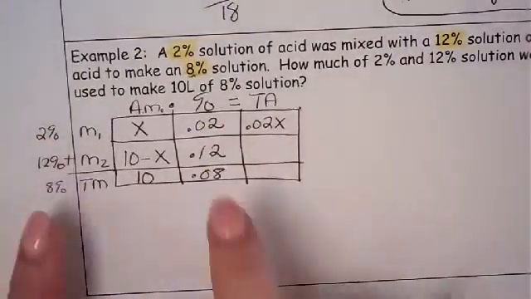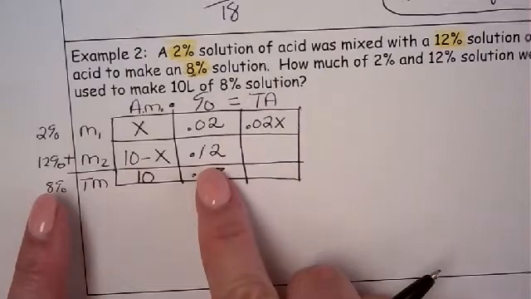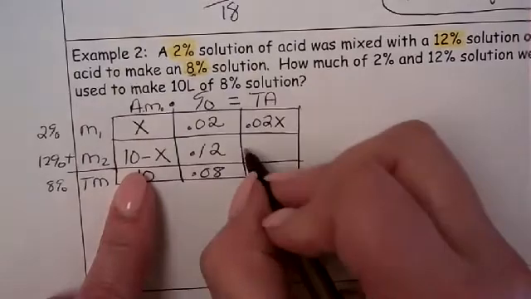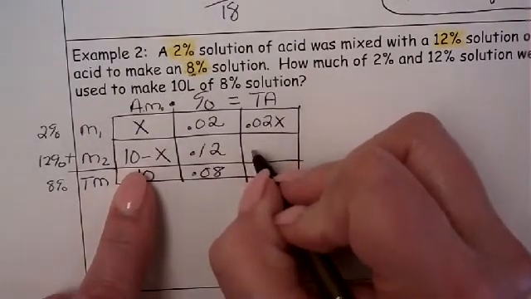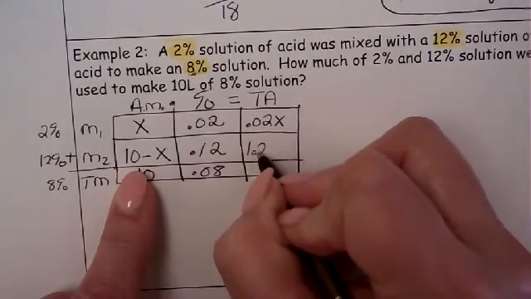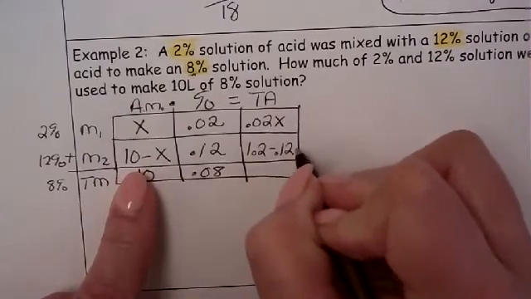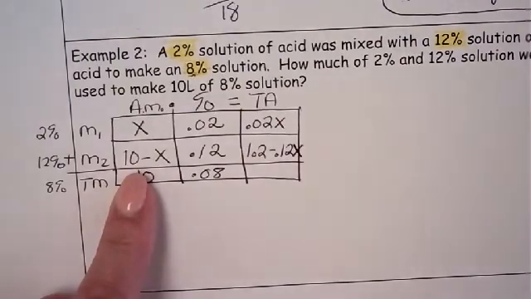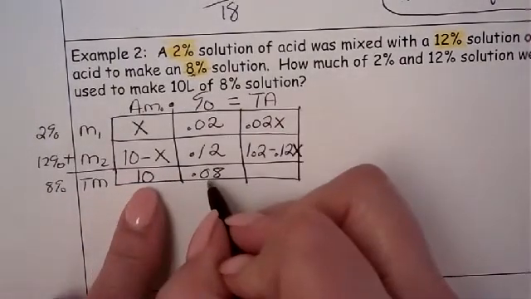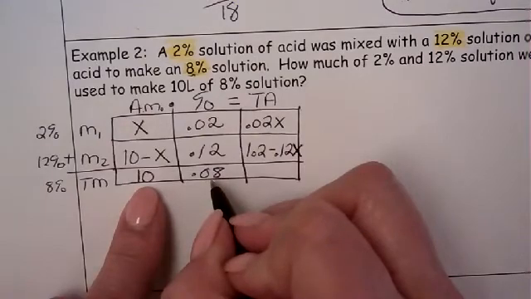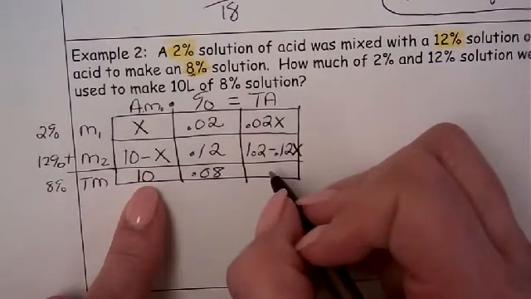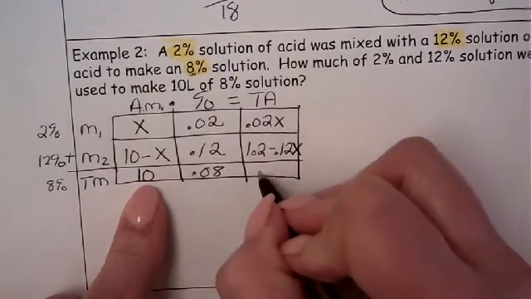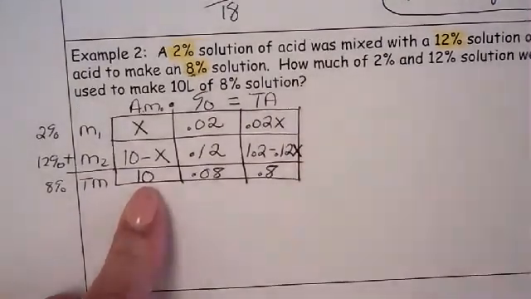So, for 2% solution is 0.02X. Now, for my 12% solution, I'm going to do the distributive property right here. So I'm going to have 1.2 minus 0.12x. And I swore I was going to make that box big enough, and I didn't quite. Okay? Now, right here at the bottom, 10 times 0.08 is 0.8. My mouth got ahead of my brain.